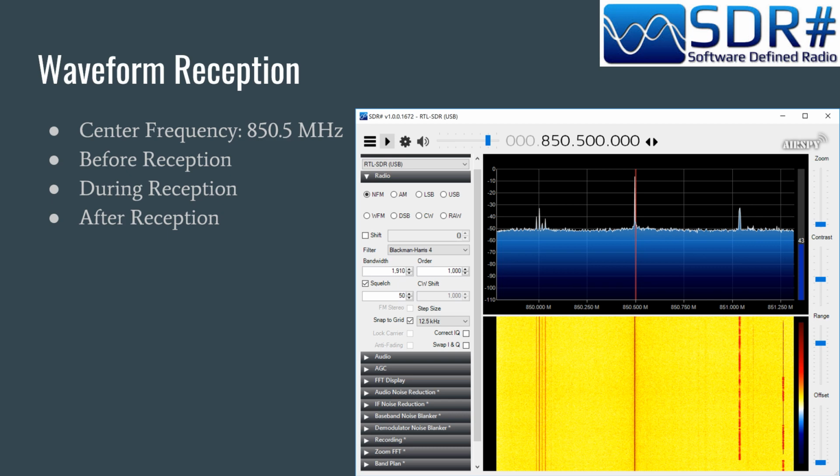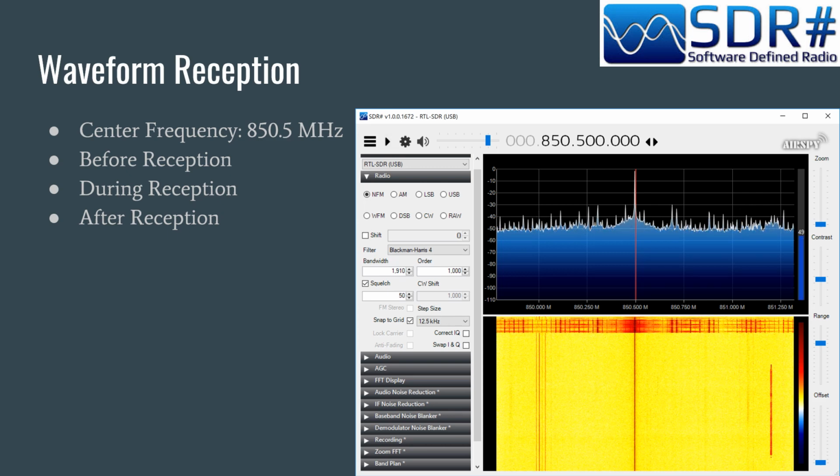Waveform reception was primarily done using the SDR Sharp platform. The sample rate of the controller was set to 1.92 megasamples per second to be consistent with the sample rate used for waveform generation and transmission. This figure shows what was displayed on SDR Sharp prior to receiving the signal. This provides a baseline that can be used for comparison later.